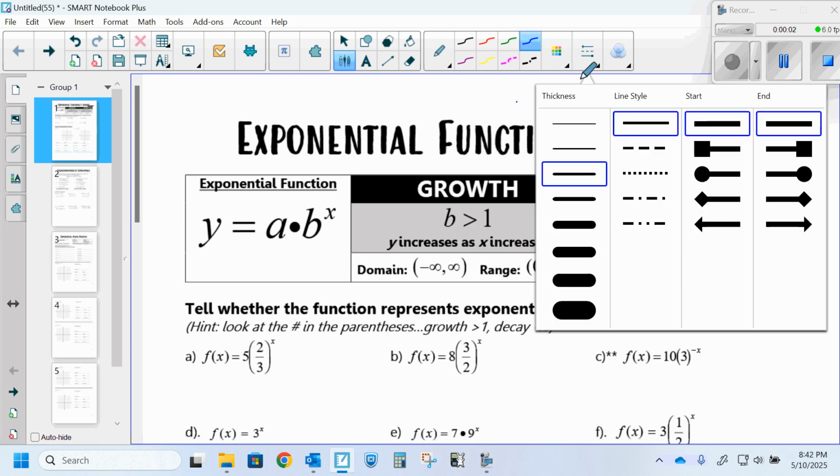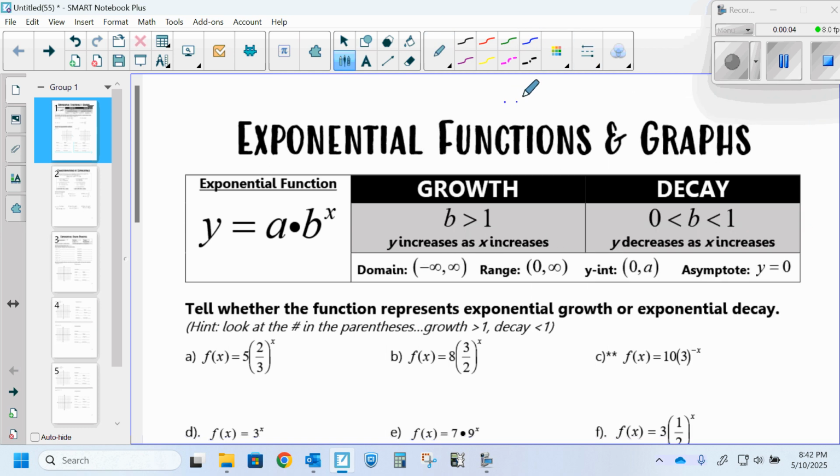Hello there. We are going to talk about exponential functions today. And this is actually something that is very useful when we talk about something that grows exponentially or something that decays exponentially. So, what makes an exponential function that?